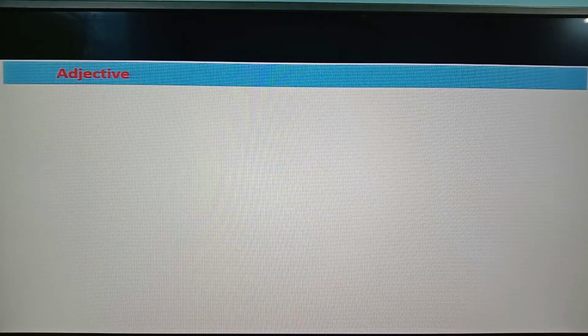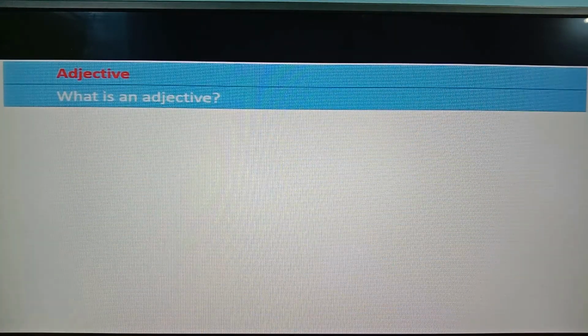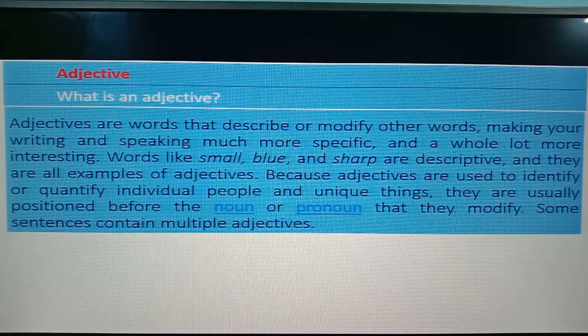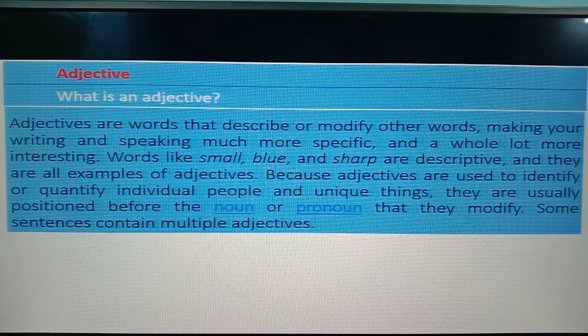Now I am discussing about adjective. What is an adjective? Adjectives are words that describe or modify other words, making your writing and speaking much more specific and a whole lot more interesting. Words like small, blue, and sharp are descriptive, and they are all examples of adjectives because adjectives are used to identify or quantify individual people and unique things. They are usually positioned before the noun or pronoun that they modify.